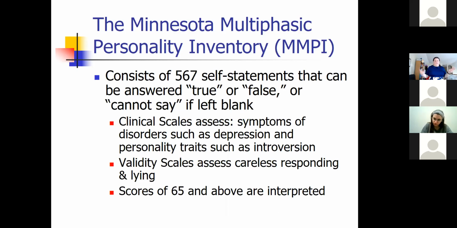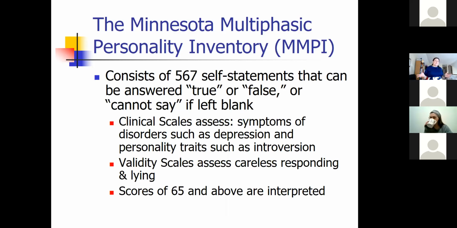So this looks really long, right? Like 567 self-statements, but they're true-false. So most of the time when I gave this to my college student clients, it took them 45 minutes or less. Sometimes if they were sort of overly critical, it might take an hour, hour and a half. But for most people, this is pretty quick, and the amount of information and the clinical utility of that information is beyond helpful. So you say either true as it applies to you, false as it applies to you, or you can leave it blank.